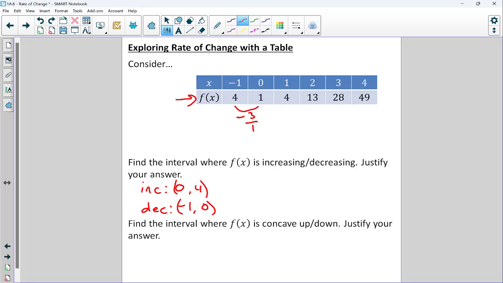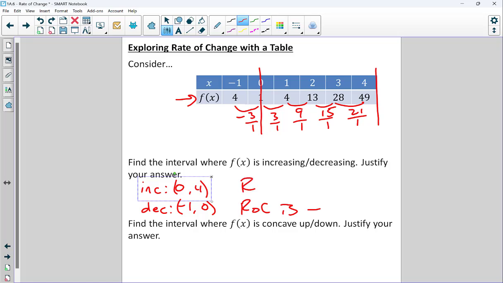So from negative 1 to 0, the rate of change is negative, so I could have said that it was decreasing because the rate of change is negative. Same here, if I measure that slope, and that slope, from 1 to 4, that would be 3 over 1. This would be 6 over 1. Nope, that would be 9 over 1. This one would be 15 over 1. And this one would be 21 over 1. All the slopes from x equals 0 to x equals 4 are positive. So the rate of change is positive. So either justification is fine.